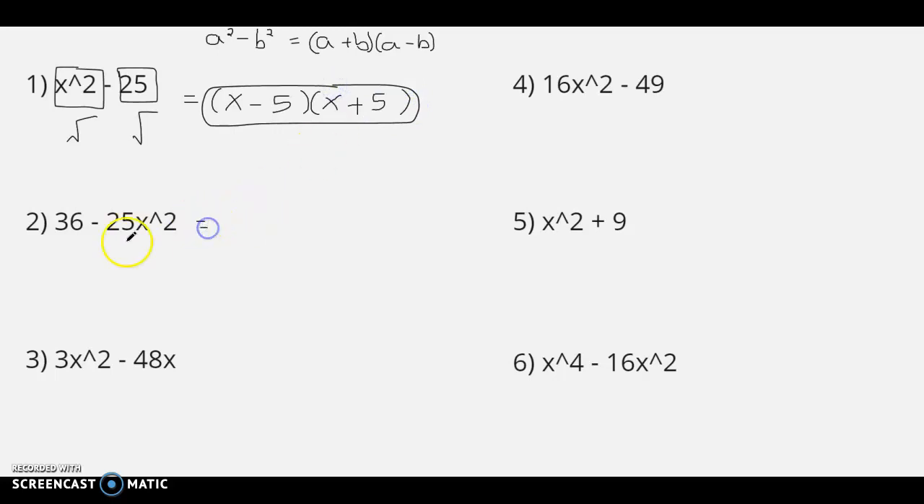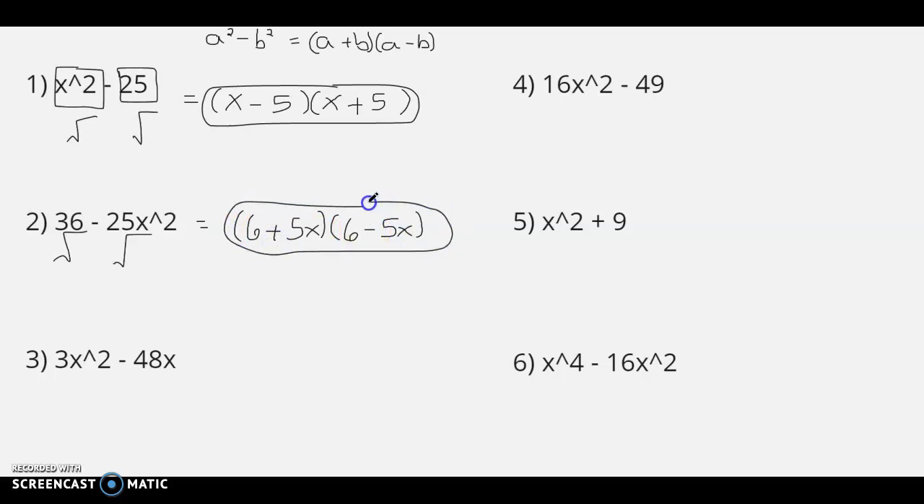Look at the next one, 36 minus 25x squared. Okay, we'll set up our answer first. Square root of 36, 6, that goes in the first spot here. Square root of 25 is 5, but notice there's an x squared with it, so the square root of x squared is just x. So 6 plus 5x, 6 minus 5x is the factored form.